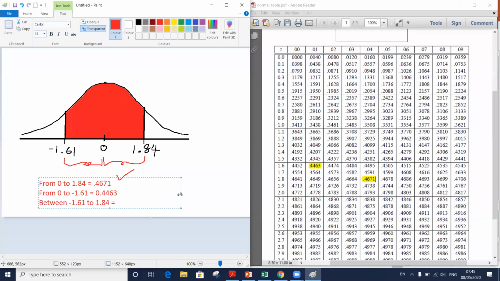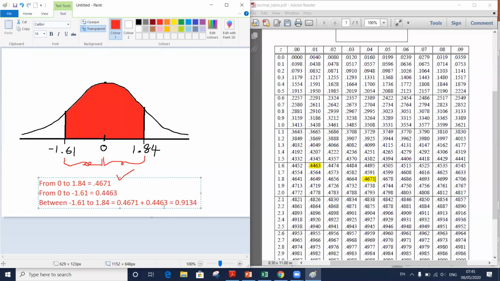What we need to do? Yes, we need to add these two, right? 0.4671 plus 0.4463. What should be the answer? 0.9134. Yes, 0.9134.